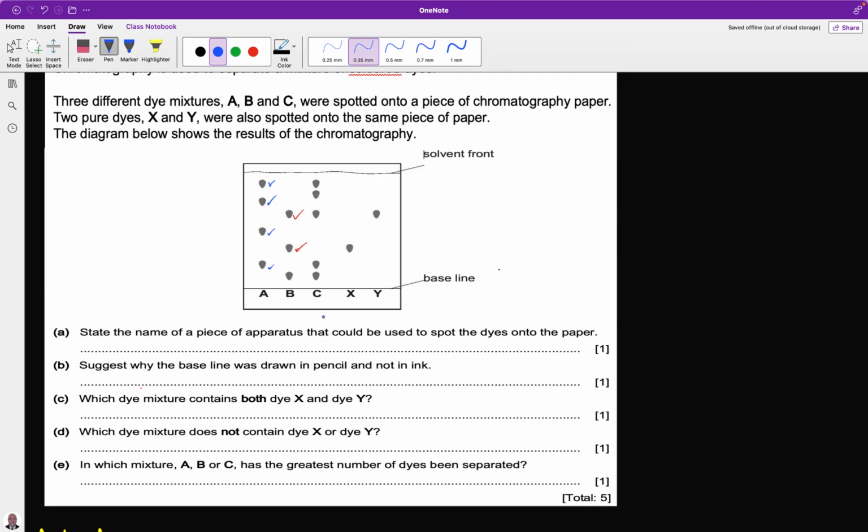So our answer for E: which of A, B, or C has the greatest number of dyes separated? We have 1, 2, 3, 4, 5. There are 5 components that have been separated. So mixture C is the right answer for E. So E is C.